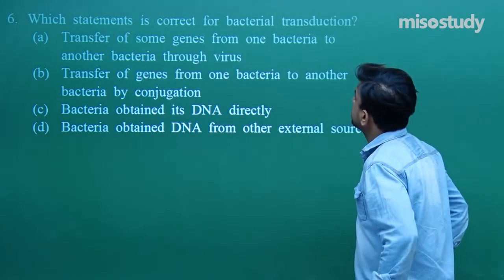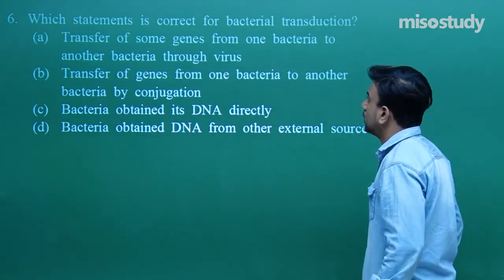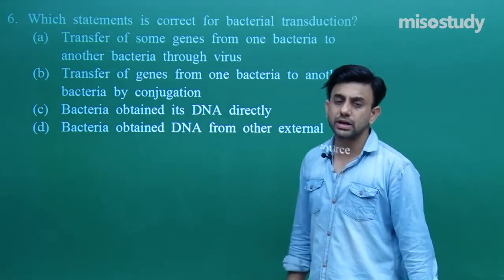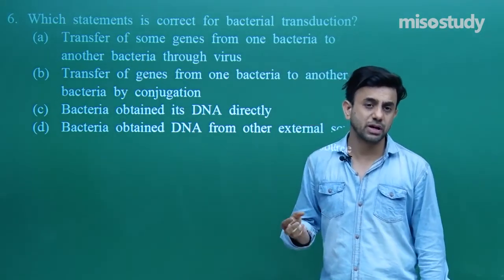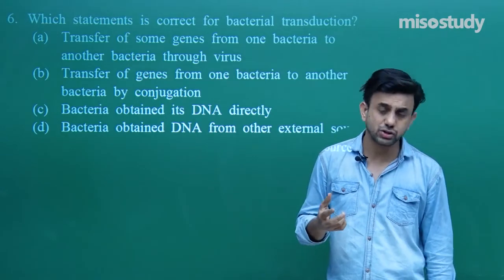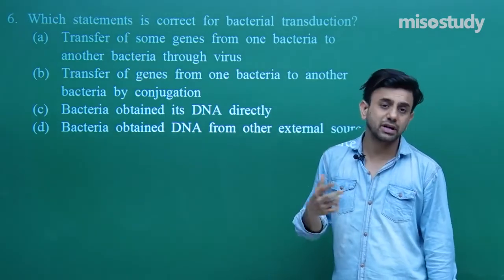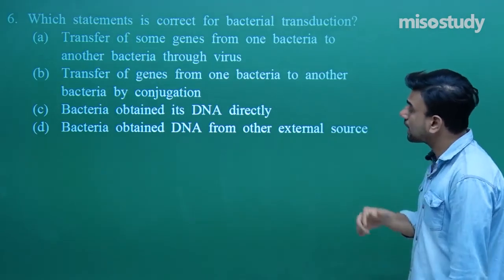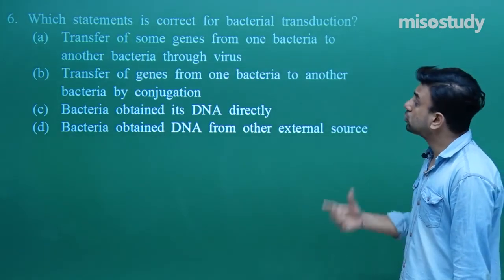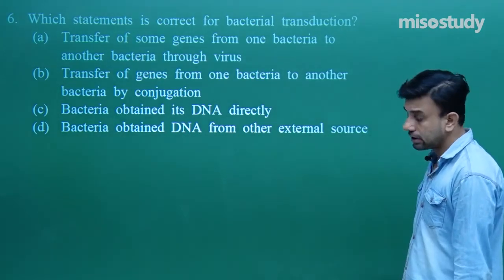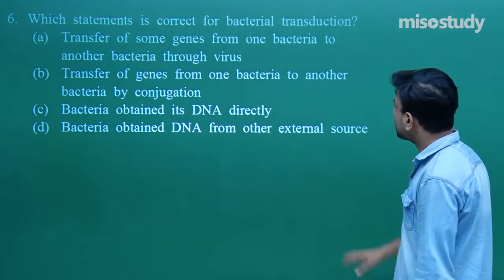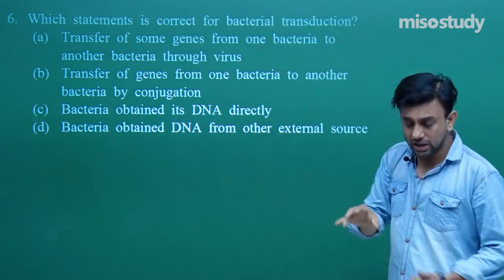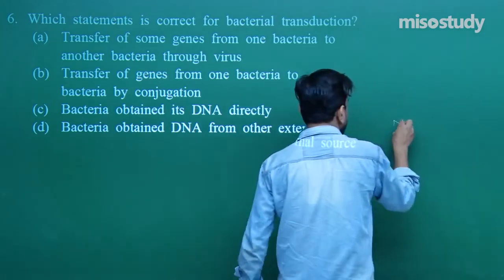Which statement is correct for bacterial transduction? Bacterial gene transfer takes place by transformation, transduction, as well as conjugation. Transfer of some genes from one bacteria to another bacteria through the virus. Yes, this is the correct one. What is happening in transduction? There is the transfer. What does transduction basically mean?